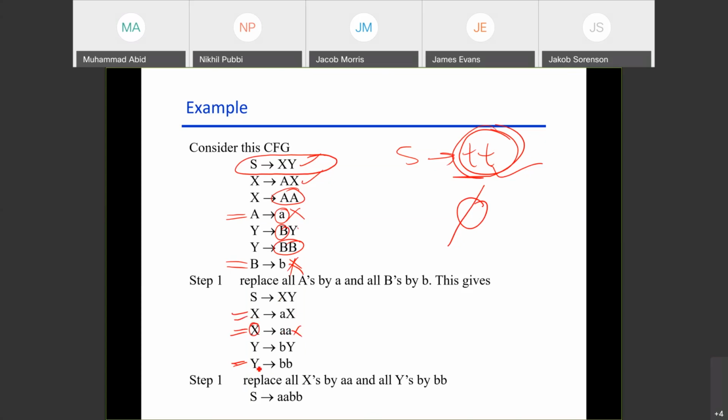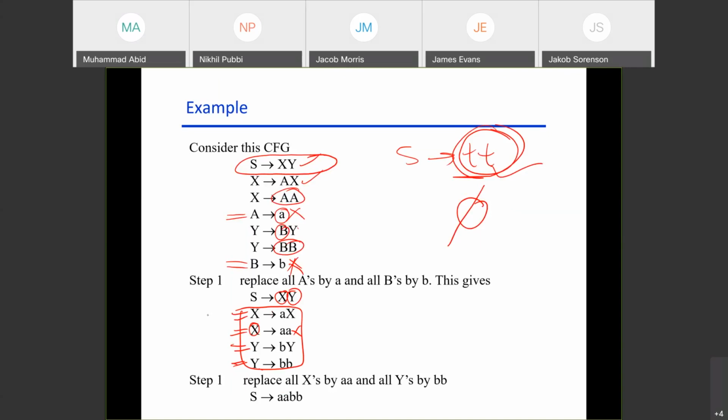And then we have Y can be replaced by BB. So we replace everywhere Y with BB, and we also delete all those production rules which have Y on the left side. So now the next step will be, I replace X with AA. Look at this. I replace this X with AA. I replace this Y with BB, and also look at this one. S can be AABB, and then I delete all these production rules.